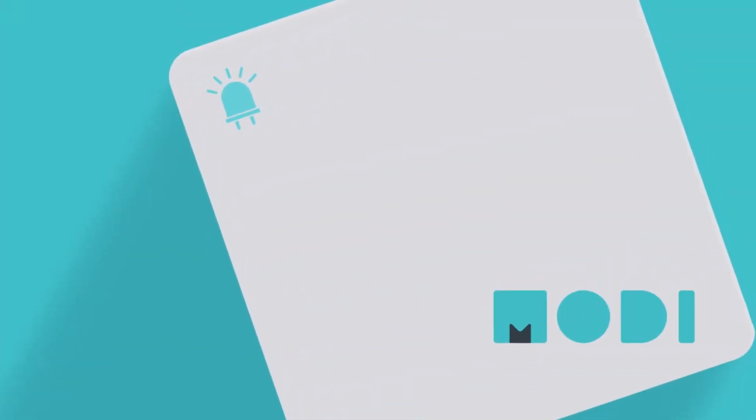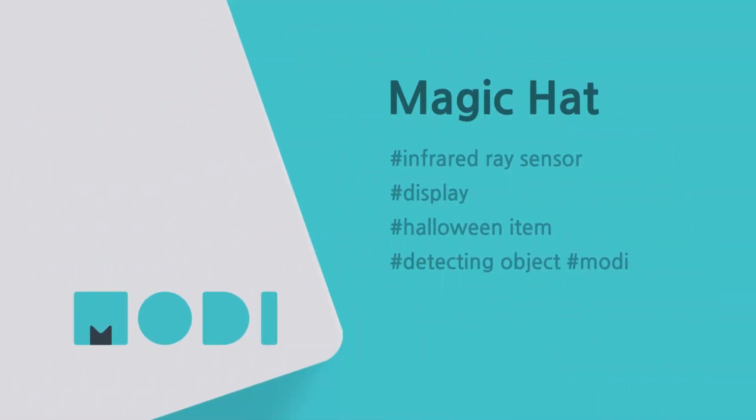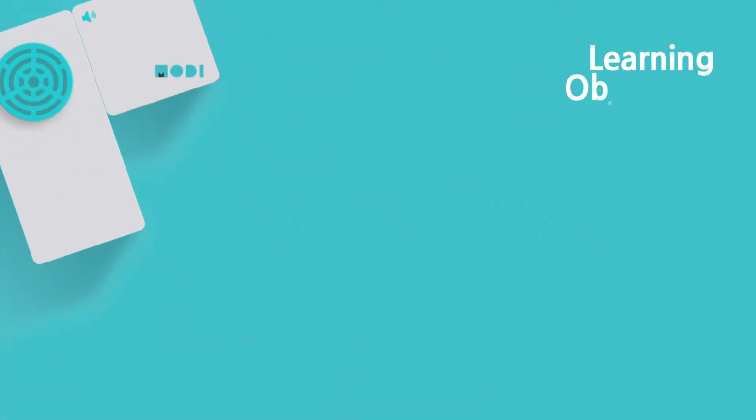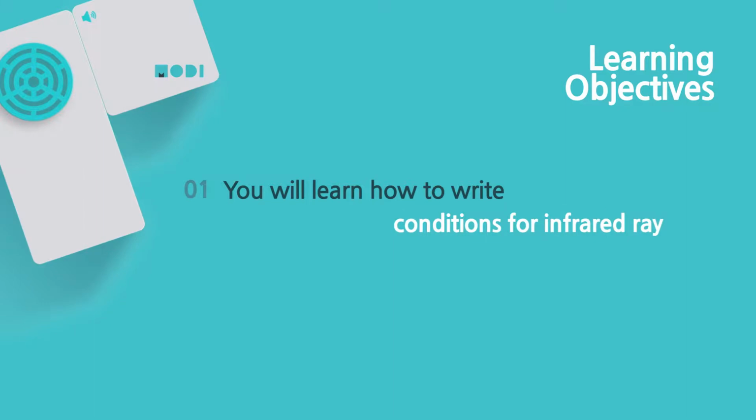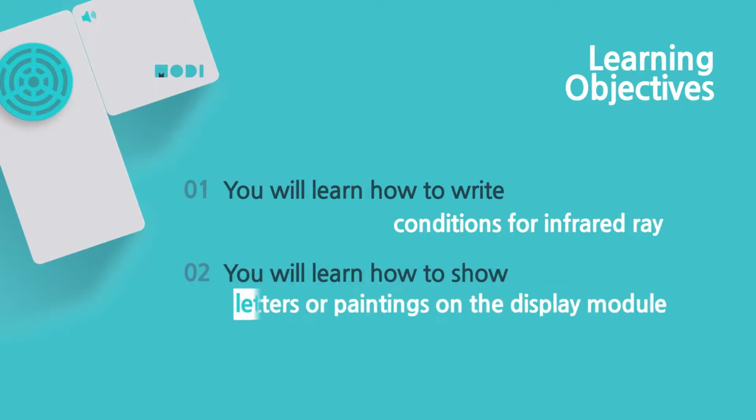Today, we are going to make a magic hat that shows magical patterns when you wear it. With this creation, you will learn how to write conditions for infrared rays and how to show letters or paintings on the display module. So, what do you think you need to make the magic hat?